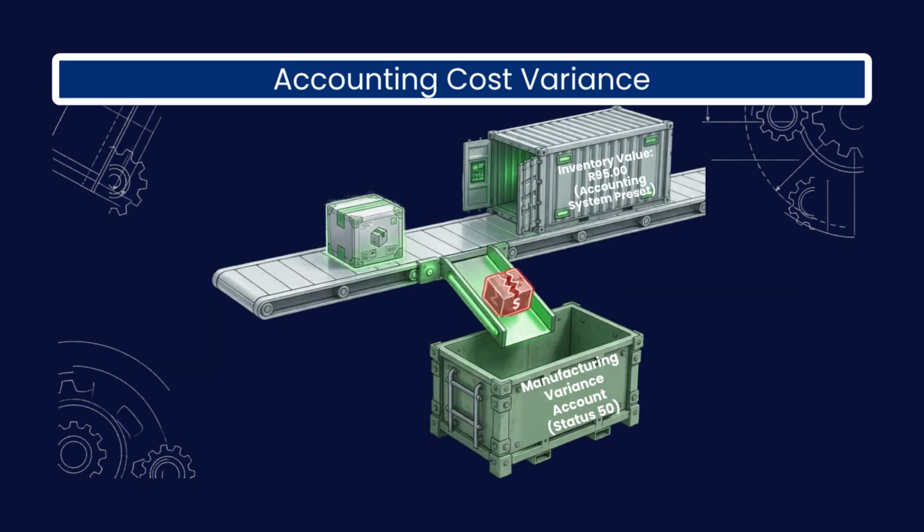Even if your BOM says it should cost a value of 100, if the accounting system is set to 95, Xperdyte puts it into stock at 95. Much like standard costing, any difference between what actually happened and that preset accounting system cost gets sent to your variance account at status 50.